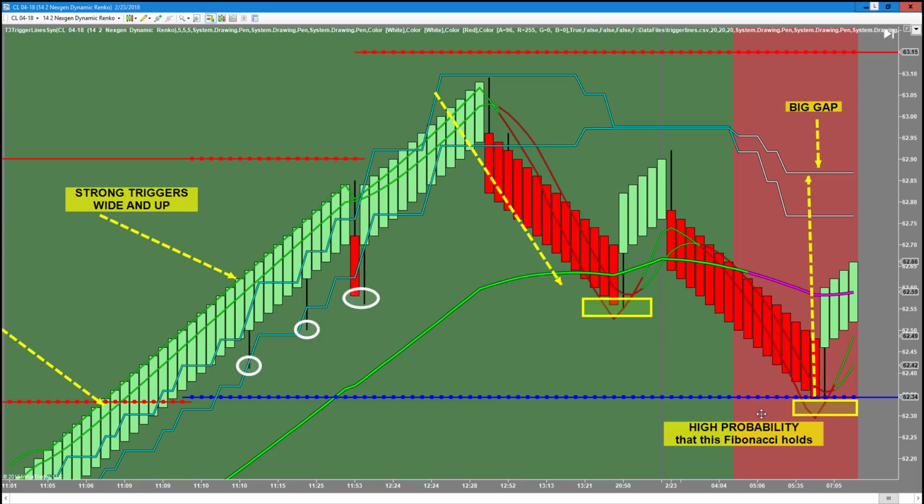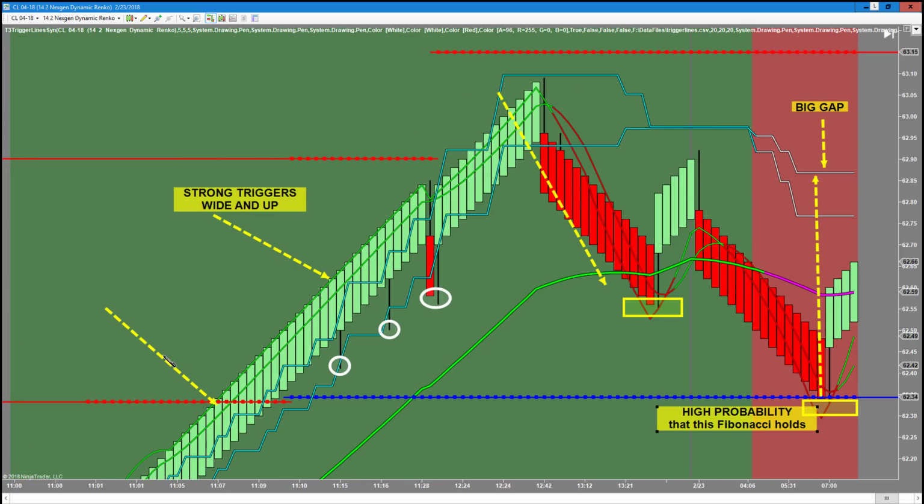So again, we're using a couple of things. Number one, and I want you to look almost at this same area to the left, the beginning of the chart. If the triggers are super strong and going up, we almost always break whatever area we come across. If the triggers remain strong and wide to the upside, we'll continue to do long trades or buy signals as long as the market and the triggers remain strong and we haven't reached a target.